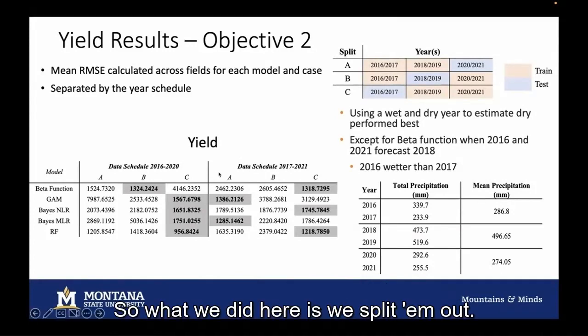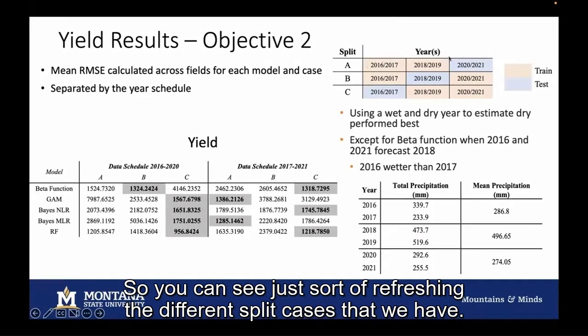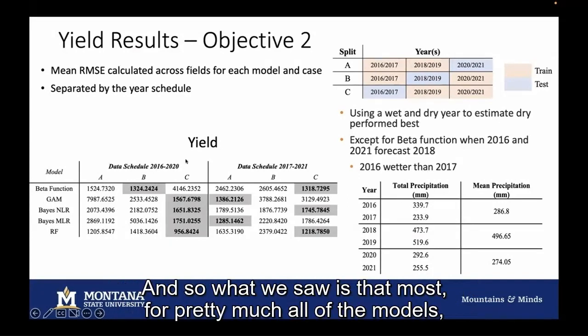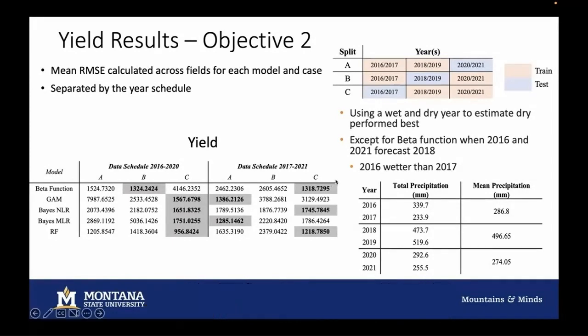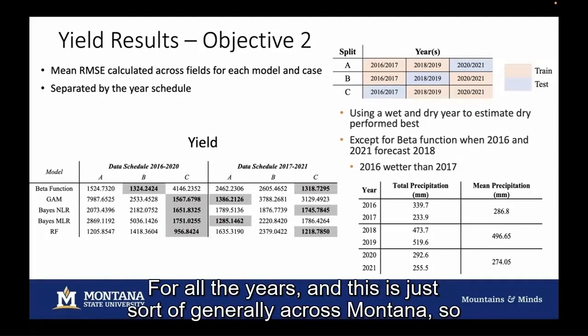So what we did here is we split our results by the split case. So you can see, refreshing, the different split cases that we have, so the years used. And then these RMSE values are averaged across all fields. And so what we saw is that for pretty much all of the models, it was best to use a wet year and a dry year to predict your third year. And so I just put here the mean precipitation for all the years.